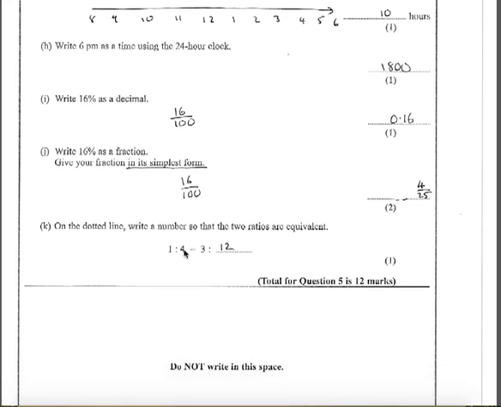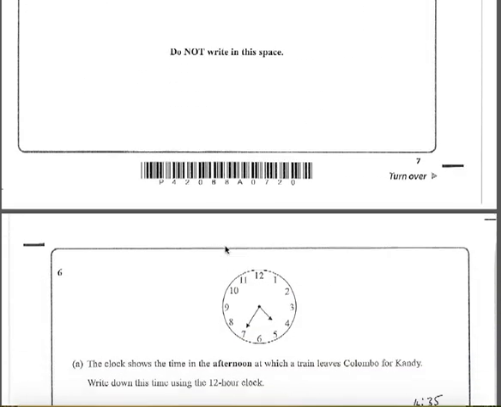1 to 4, this is sort of the reverse of cancelling. 1 to 4 would be the same as 2 to 8, or 3 to 12, or 4 to 16, or 5 to 20. Okay, so 3 to 12. If I times that side by 3, I must times that side by 3 to keep them in the same ratio.